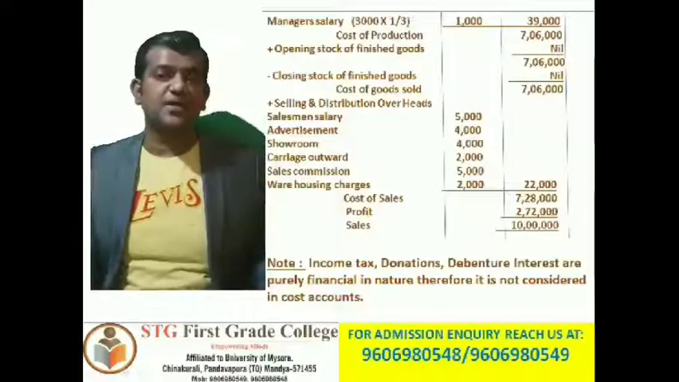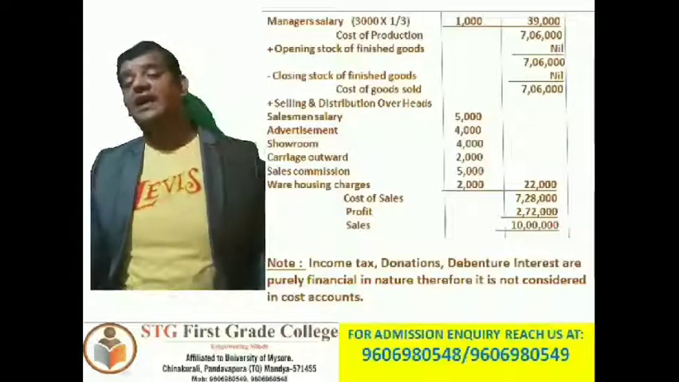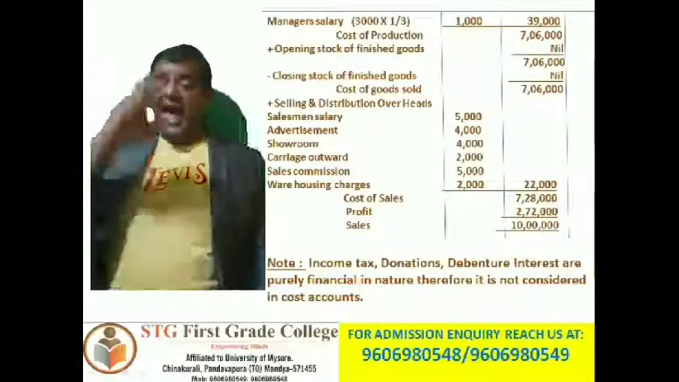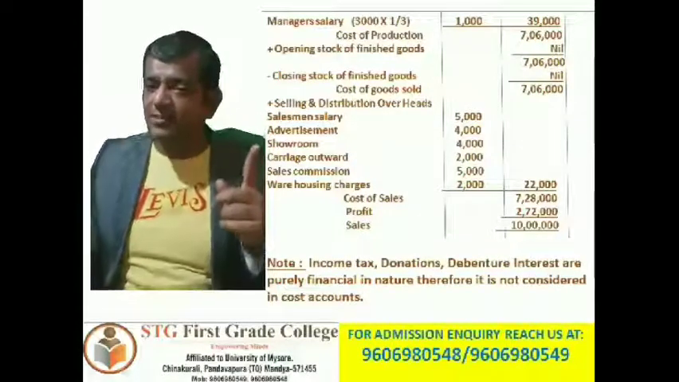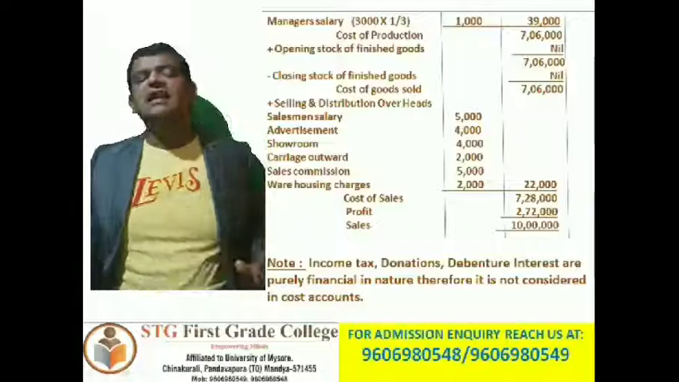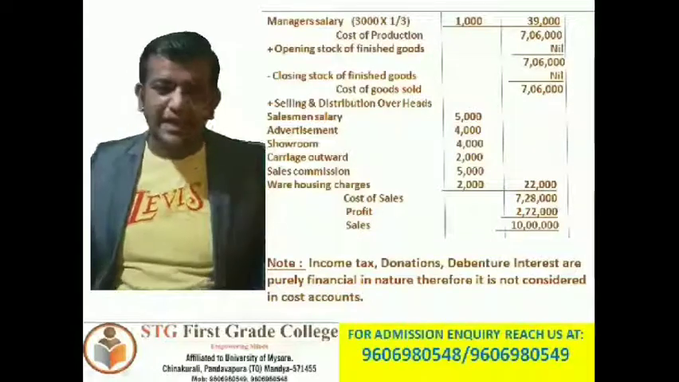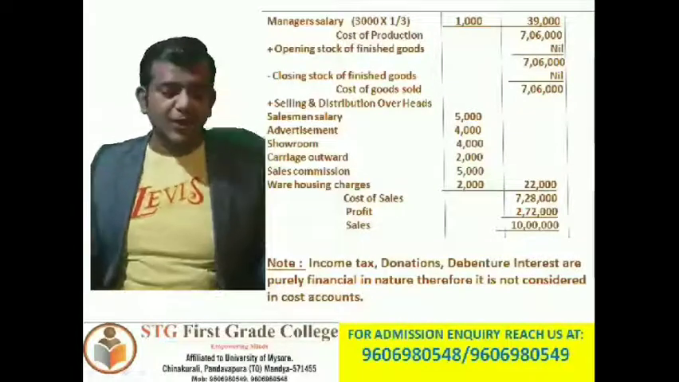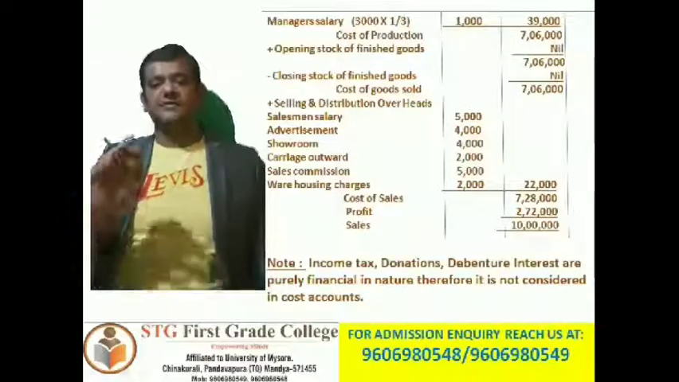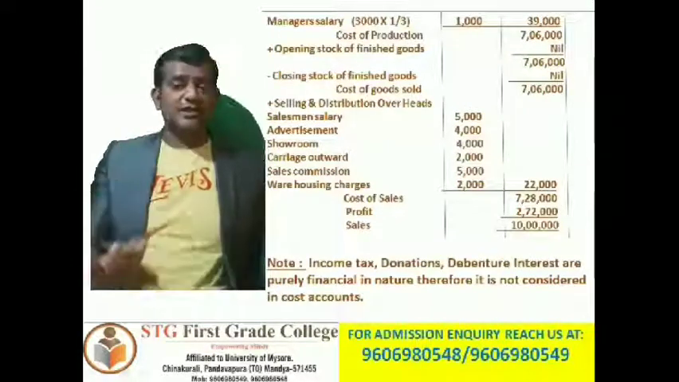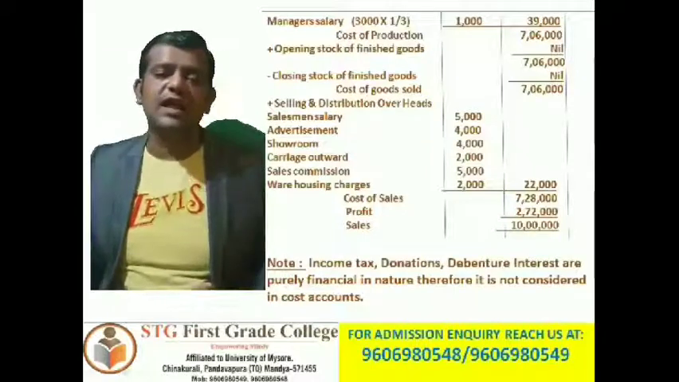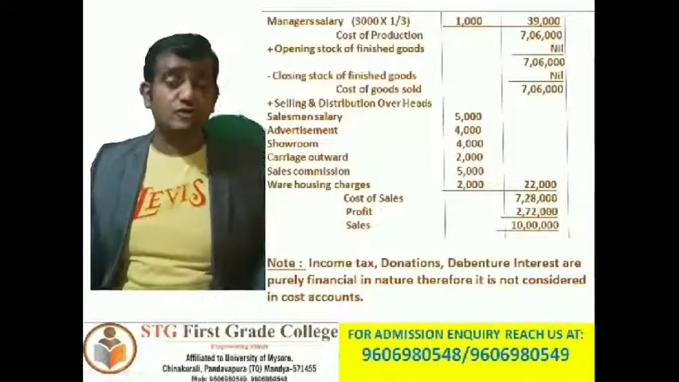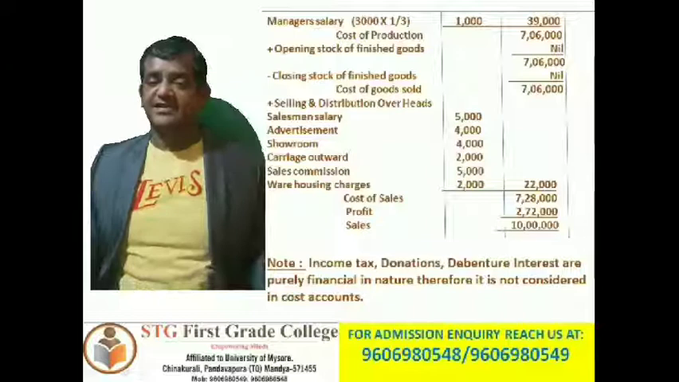So cost of production, how much? 7,06,000. Add opening stock of finished goods. Has it been given in the problem? No. So when he has not given, put it as nil. Then again, less closing stock of finished goods. Has he given any amount? No. So that is also nil. So cost of goods sold, we got 7,06,000.